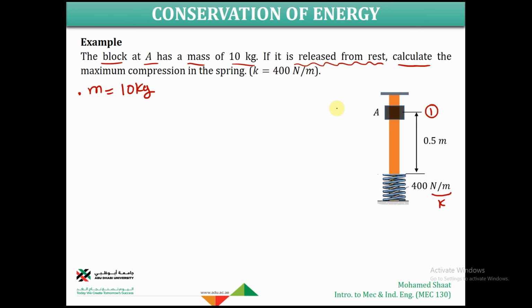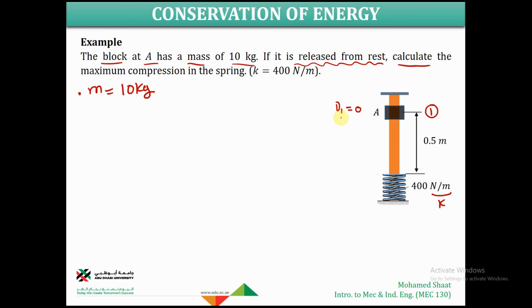So what does it mean that it was at rest? It means that the velocity of the object at position 1 was 0. Any object that is at rest is stationary, not moving. It means it has 0 velocity, 0 speed. So the speed of the object is 0 at position 1.